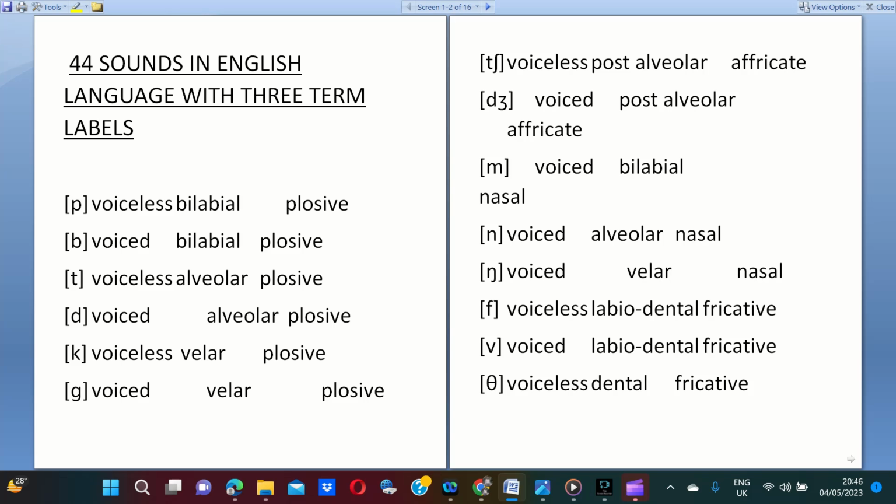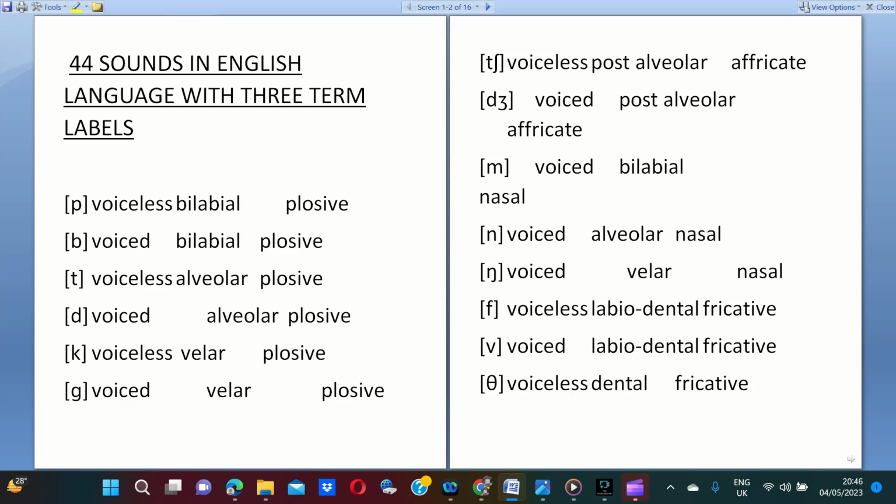Next here, ja. It is a voiced sound. You can know that this is a voiced sound by pronunciation. This is also a post-alveolar sound. It is an affricate. What is the main difference here? One is voiceless, one is voiced, but all remaining features are the same. These are the two affricates in the English language.